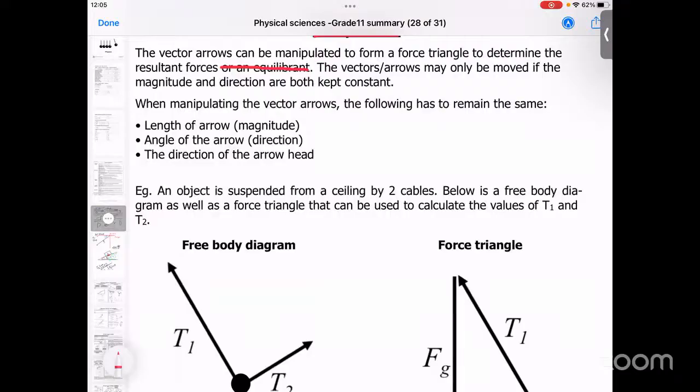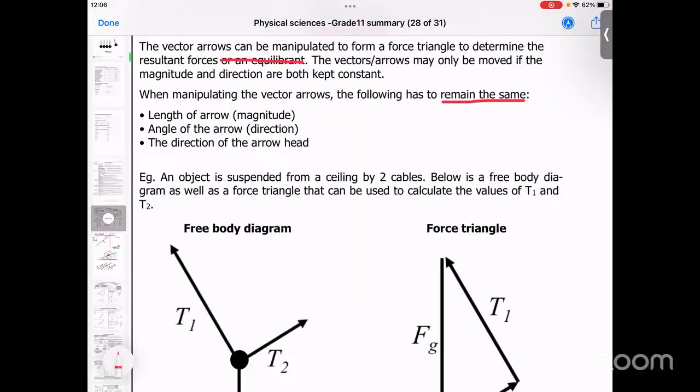So when manipulating the vector arrows, the following has to remain the same. Now you're taking something that can easily be understood. The length of the arrows has to be constant. That is the magnitude, the length of the arrow, which refers to the magnitude of the force. The longer the arrow, the bigger the force. Most importantly, the angle of the arrow, meaning the direction, has to be the same.